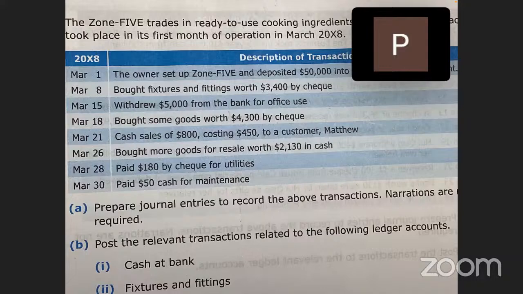Previously, March 28th is you paying utility, right? So 180 cash at bank credit, correct? And then the debit is 180 utilities expense. Reverse scenario, overcharge by $10. So cash at bank, debit $10, increase. Utilities expense, credit, decrease by $10. Does that make sense?